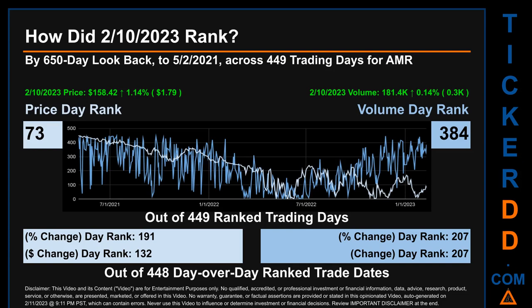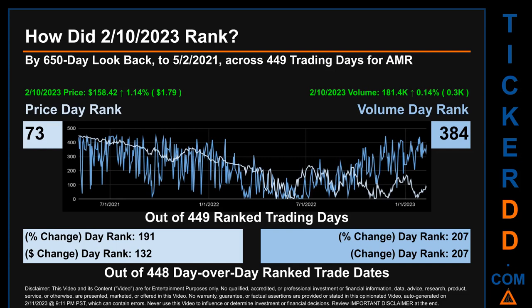Each of the 449 trading days were ranked amongst themselves by highest end of day price and volume, with a rank of 1 being the highest and 449 being the lowest ranked day. The line graph overlays price and volume's daily ranking, as shown respectively in light versus dark blue, across those target trading days. In this view, essentially the dips are good whereas the spikes are bad.